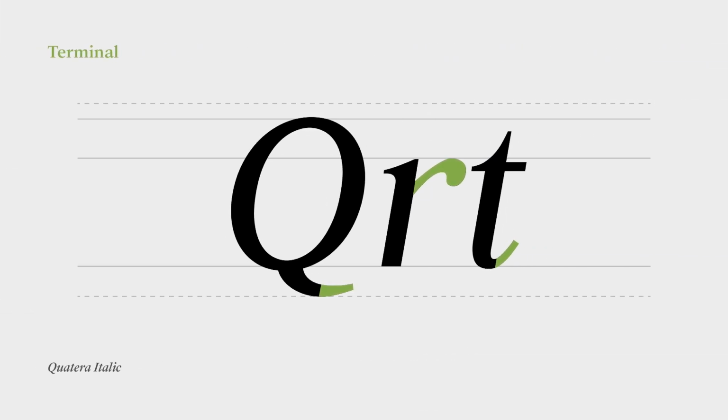T is for terminal. A terminal is the end of any stroke that doesn't include a serif, for instance Q or T. A teardrop terminal is referred to terminals on letters like R and F.